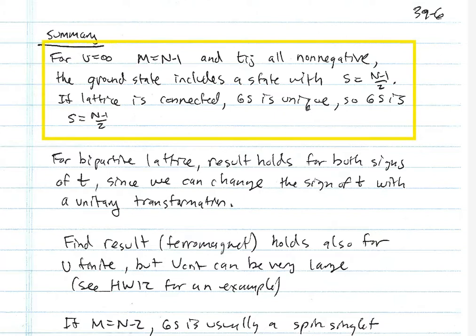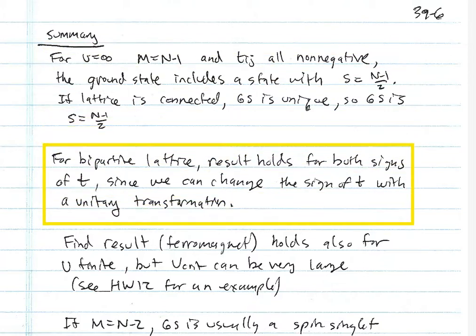For u equals 0 and m equals n minus 1 and tij all non-negative, the ground state includes a state with s equals n minus 1 over 2. If the lattice is connected, the ground state is unique, so the ground state is spin s equals n minus 1 over 2. For a bipartite lattice, this result holds for both signs of t, since we can change the sign of t with a unitary transformation.